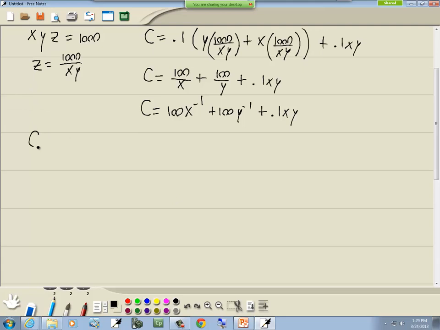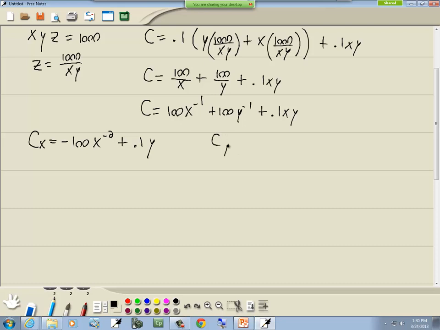So I'll take the partial with respect to x. Here's 100x to the negative 1. Take your power, put it out in front. So we've got negative 100x, lower it by 1, negative 2. This doesn't have any x's in it, so that's a constant, so that drops away. And then we'll take the partial with respect to x on the last part here. The 0.1 and the y are constants, and the derivative of x is 1. So that gives us plus 0.1y.